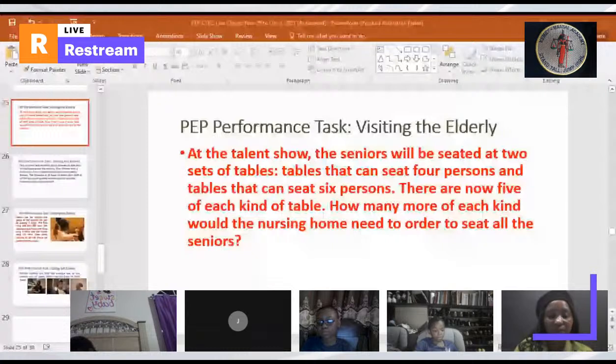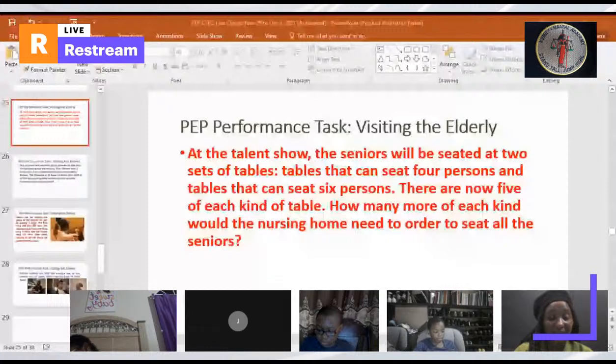So we have two types of tables. One table seats 4 persons, the other seats 6 persons, right? And they told us that they have 5 of each. So it was an excellent idea to multiply 5 times 4 and 5 times 6. The 5 times 4, that's 20, and 5 times 6, that's 30. Let's add up then how many we have so far. So 20 and 30, that's 50.